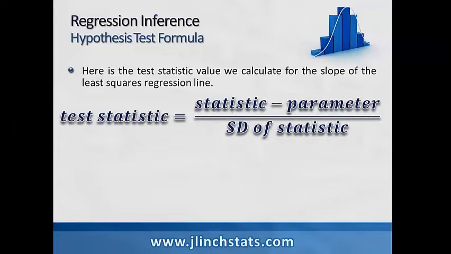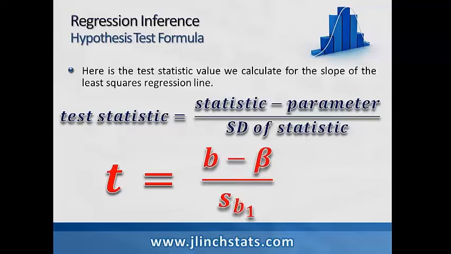Once again, generically, our test statistic value is equal to the statistic we use to estimate the population parameter minus the parameter of interest itself divided by the standard deviation of the statistic. Now our test statistic value for a regression inference will always be T. The statistic that we use to estimate the population parameter is B, based off of our sample data, the slope of the least squares regression line. The parameter itself is beta, the true slope of the least squares regression line, based off the population data. And the standard deviation of our statistic B is S sub B sub 1.